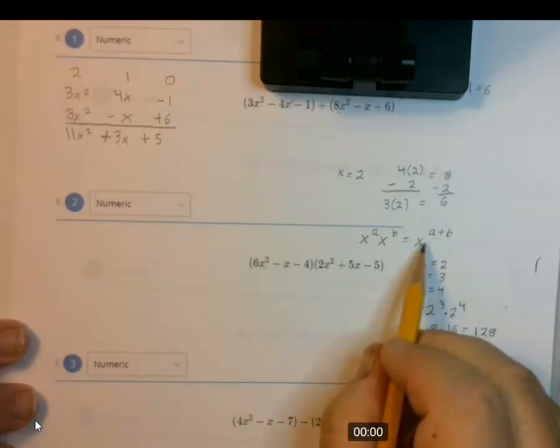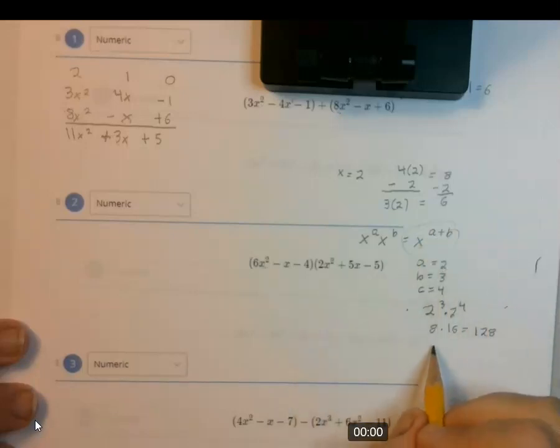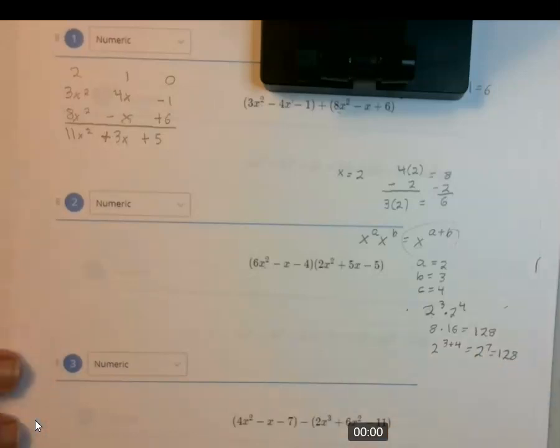Alright, is that the same as this? That would be 2 to the 3 plus 4, and that's going to equal 2 to the 7, which equals 128. I'm going to show you how to do that on a calculator.